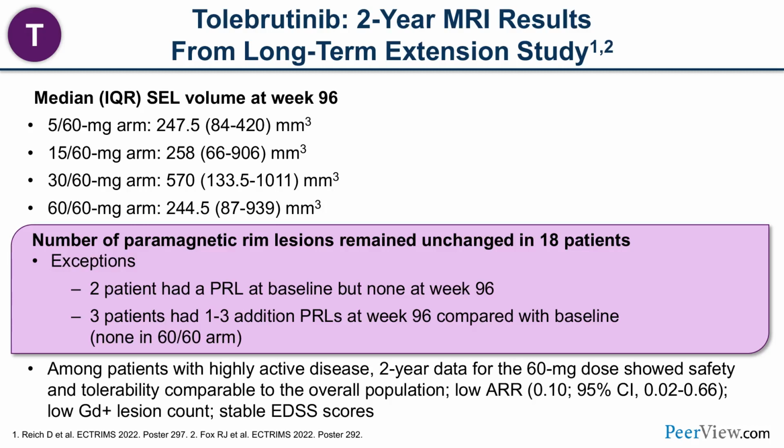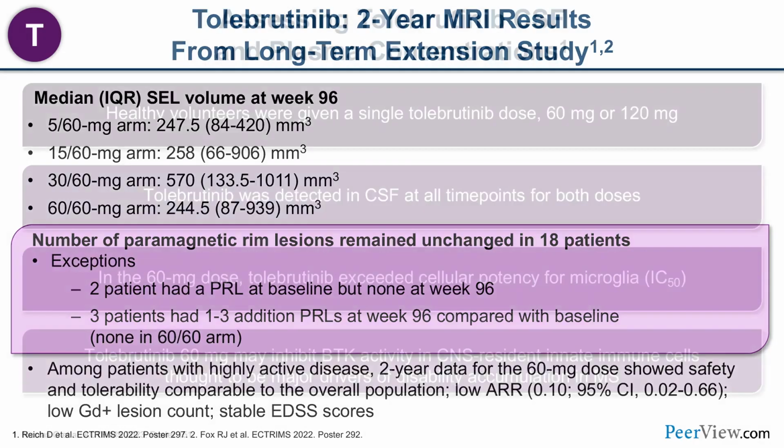There was a subset analysis done of people with highly active disease, and the 2-year data for the 60 milligram dose showed safety and tolerability that was comparable to the overall population with a low annualized relapse rate, low GAD lesions, and stable EDSS scores. So it seems that Tolebrutinib was effective even in the subgroup that were thought to have highly active disease.